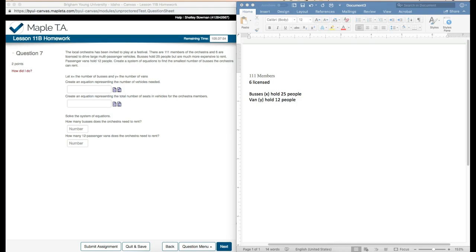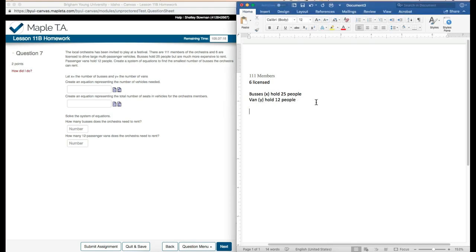And I'm going to read further on this question as opposed to the last one. X is going to be the number of buses and Y is the number of vans. So here I've just gleaned the information. I have 111 members, 6 can drive, buses are 25 people, vans can hold 12, and this time I'm not just guessing. X is buses, Y is vans, and we need to create 2 equations. The first one representing the number of vehicles needed, and the next one creating the equation of the total number of seats, or how many orchestra members.